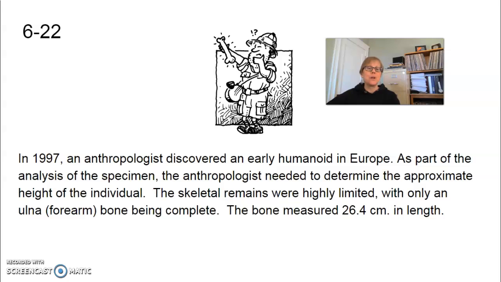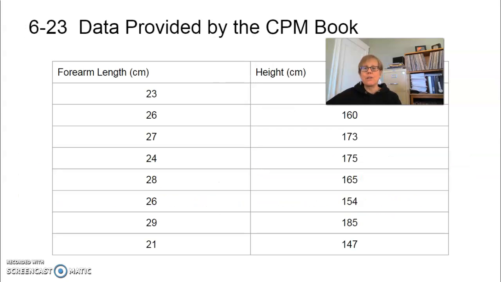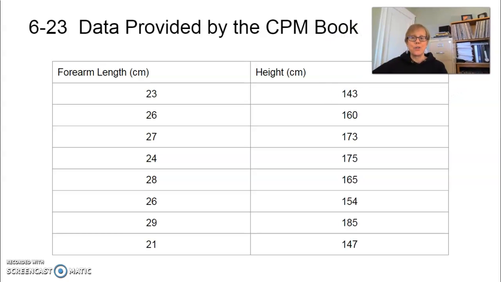All right, so because we're all at home, we're going to use data that the CPM book provided. All right, so here's the data that they provided for us, just in case we couldn't get around and we're in that situation. So you can see they've got the forearm length and the height.